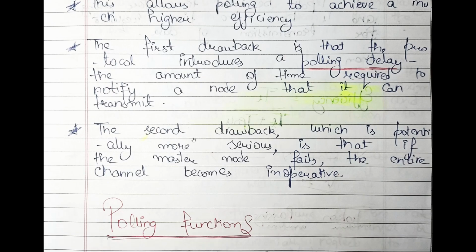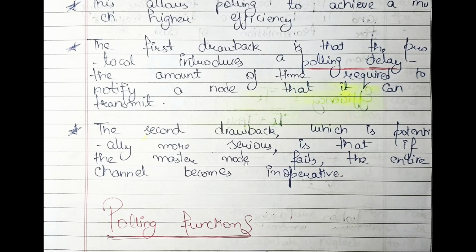However, the second drawback is potentially more serious: if the master node fails, the entire channel becomes inoperative. That's the problem. Suppose that master node somehow fails, then for the entire channel, nobody will be able to transmit their data.